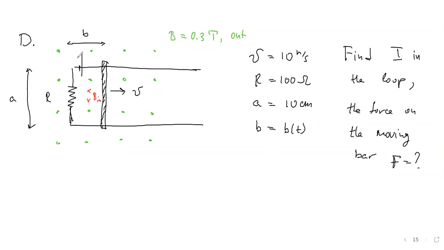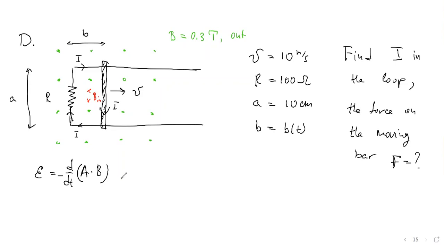So this induced EMF will produce the current. I'm going to check it with the right hand rule, number 3. Okay, let's find it. So my induced EMF is a derivative over time of area multiplied by magnetic field.